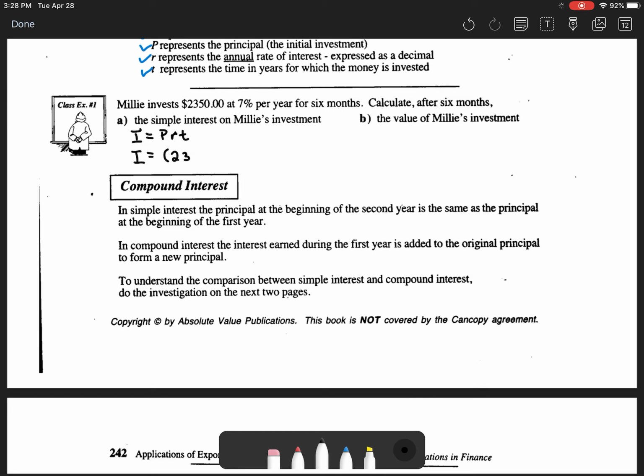Calculate after the 6 months the simple interest on Millie's investment. So they just want the interest. So I is equal to P times R times T. So the interest will be equal to her initial amount, $2,350, times the interest rate, 0.07, and then 6 months, which is half of a year.